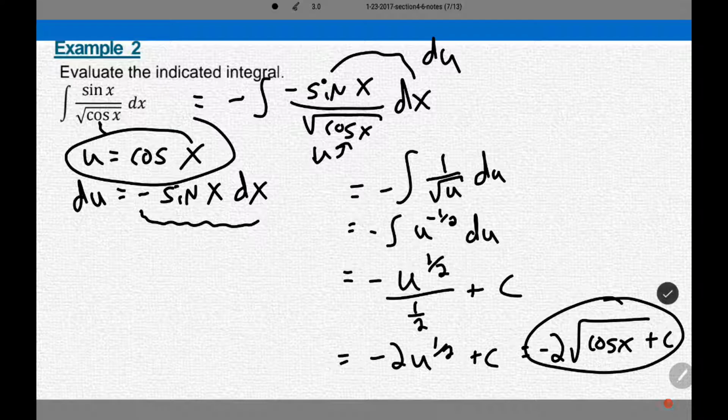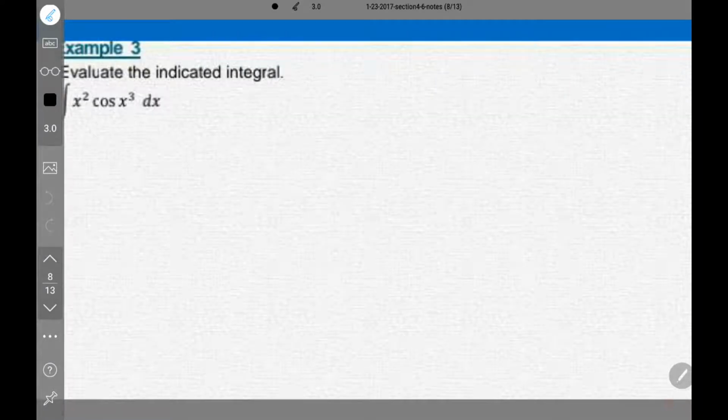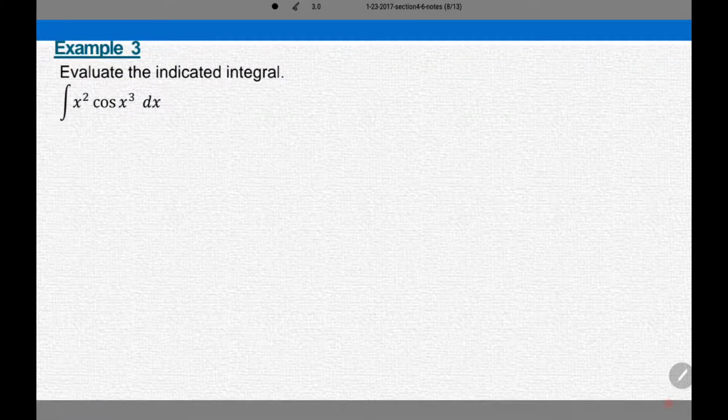You know, a lot of the same processes that we used in the last few sections to find these integrals, so they're not too terrible. It's mostly just figuring out the correct substitution.